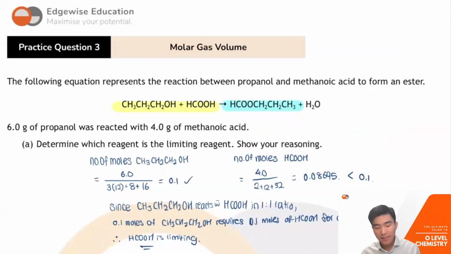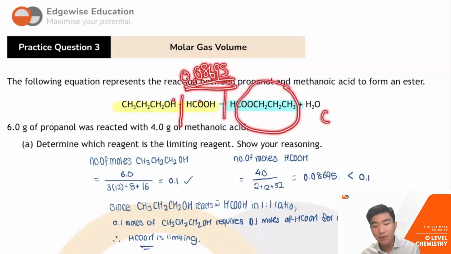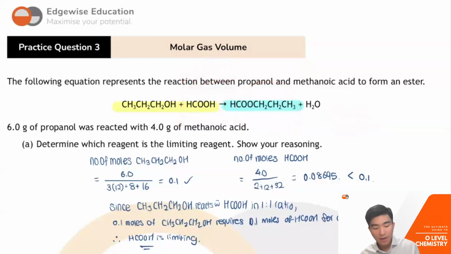Maximum yield in terms of ester formed. Now, the ester is this molecule over here. I have one propanol, one methanoic acid. Remember, methanoic acid is limiting, right? Methanoic acid limiting means 0.08695 moles. Based on the mole ratio, this is 1:1. That means for the ester, there will also be 0.08695 moles formed.